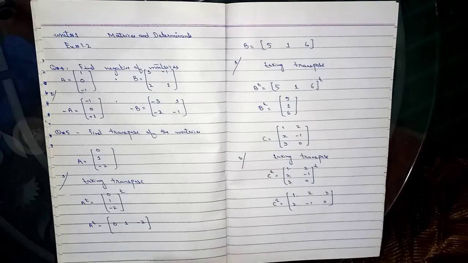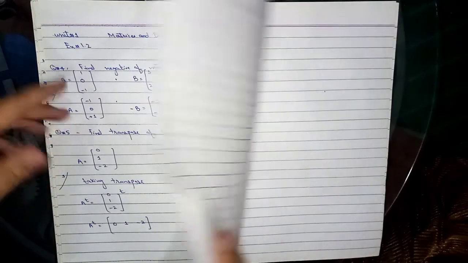So either you change rows into columns or columns into rows. You cannot take both. A matrix obtained by changing rows into columns and columns into rows, no, this will be wrong. A matrix is obtained by changing rows into columns or columns into rows. It means you are taking either one of the operations. So this is how you will find the transpose of the given matrix.